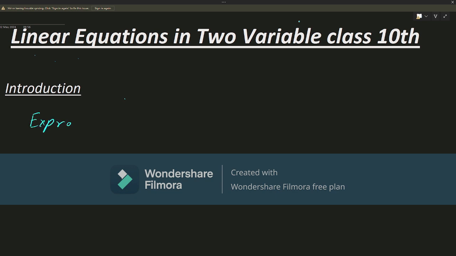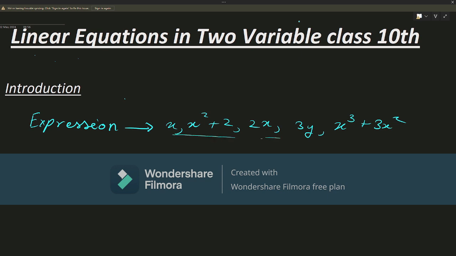So an expression is, for example, x square plus 2, 2x plus 3y, x cube plus 3x square. So expressions are these. You can take them as a reference to identify other expressions as well.